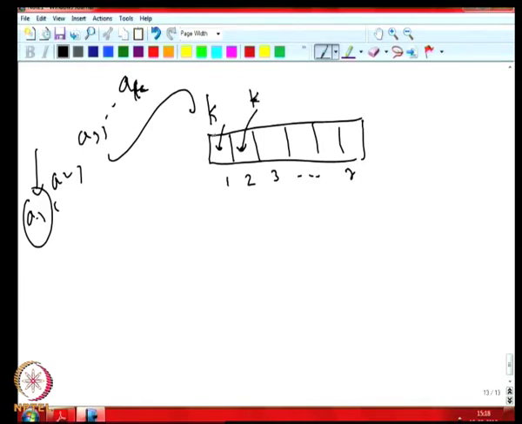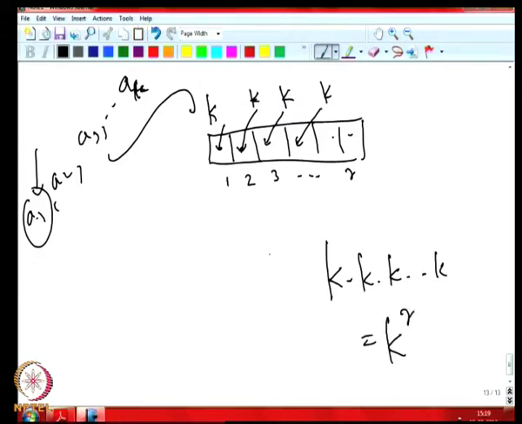Because whether you fill it with an A1 or not, we still have A1 copies left, so we can use it here. And similarly, this position also can be filled in k different ways, and this one also. There are R positions. So totally k into k into k, R times, that is k raised to R possible ways to fill it.